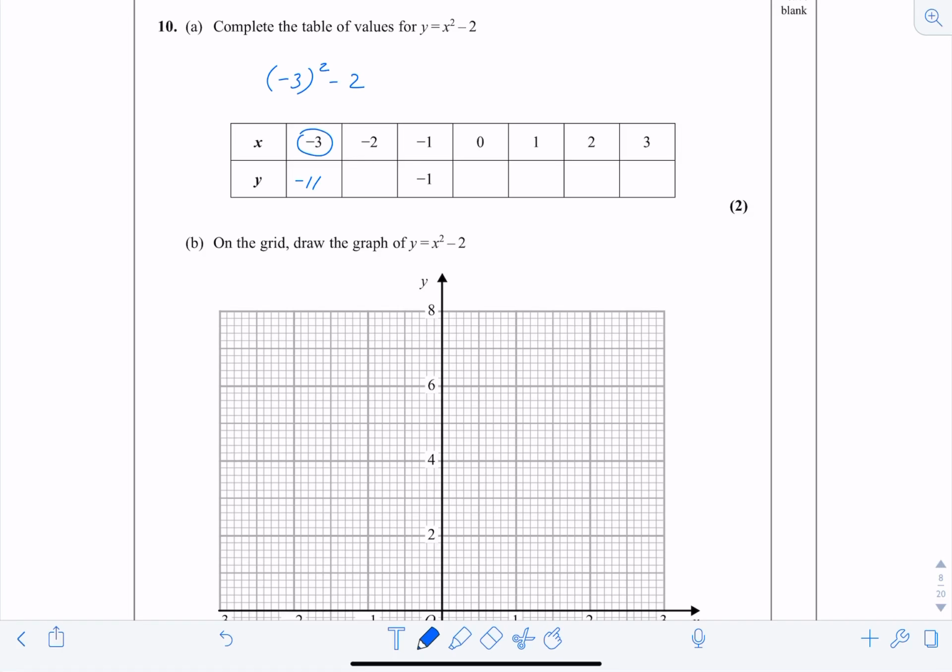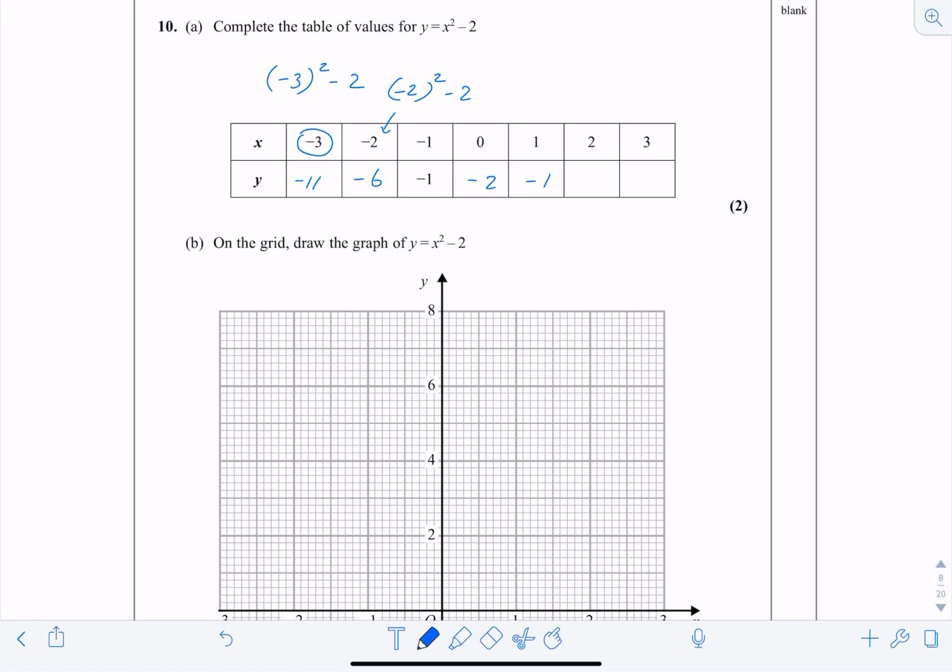Then for this one here, next one, I'm going to do -2. You must use those brackets, otherwise it will not work. Minus 2, which is -6. 0 is going to be -2 because it's 0 squared minus 2. And then the next one, I can just do 1 squared minus 2, which is -1. 2 squared minus 2.